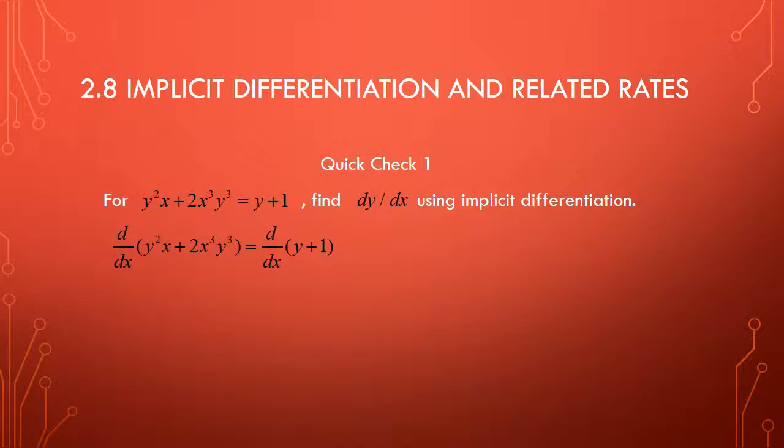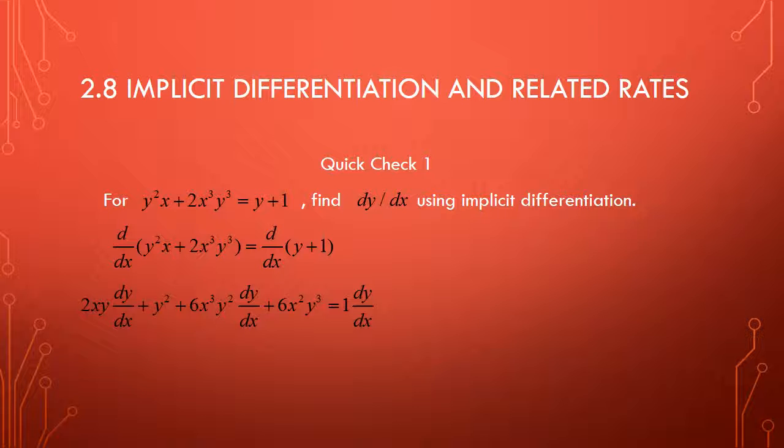Okay, so derivative of both sides. Notice we have to use the product rule. So we have here the derivative of the first times the second, so it's 2y times x. But since we took the derivative of y, we have to put dy/dx, and then plus the first times the derivative of the second, so that's going to be y squared times 1.